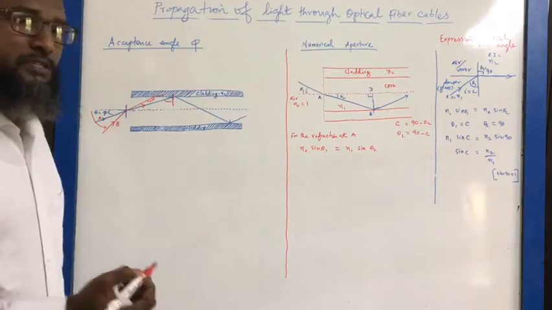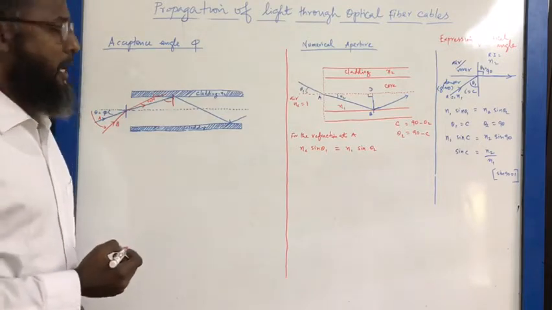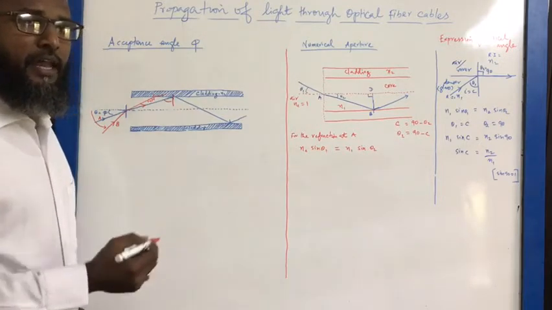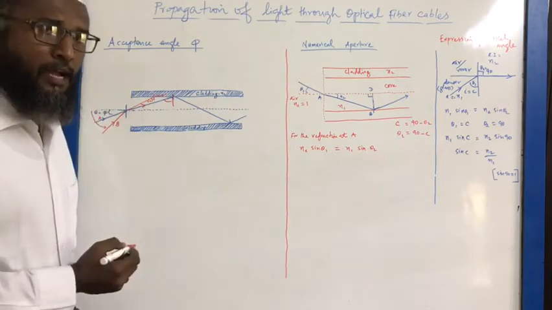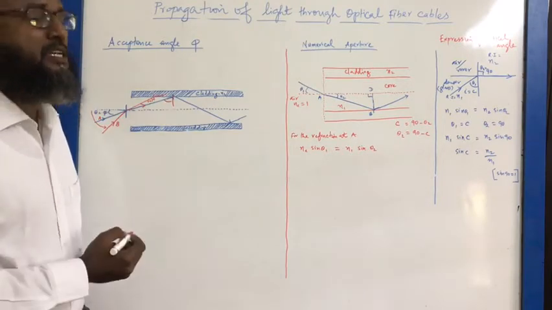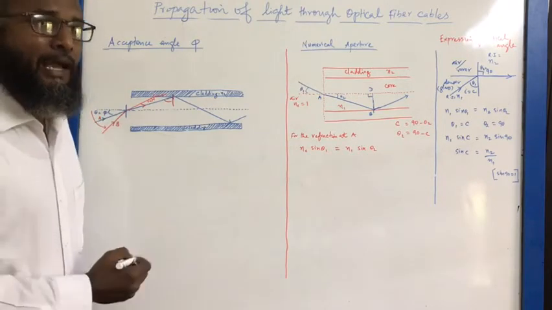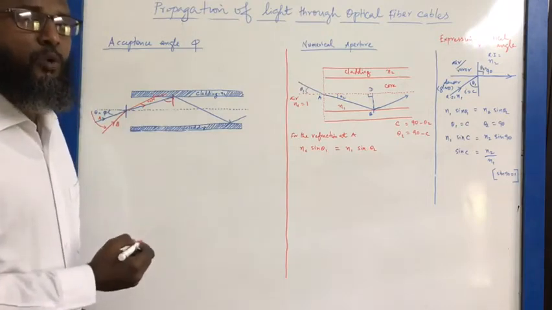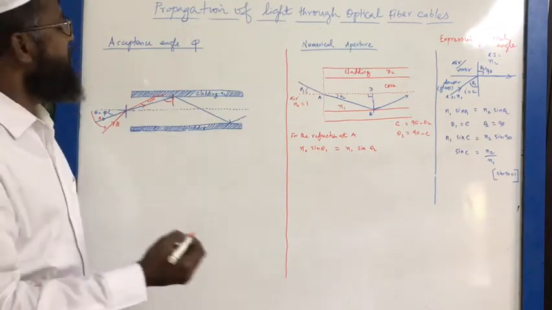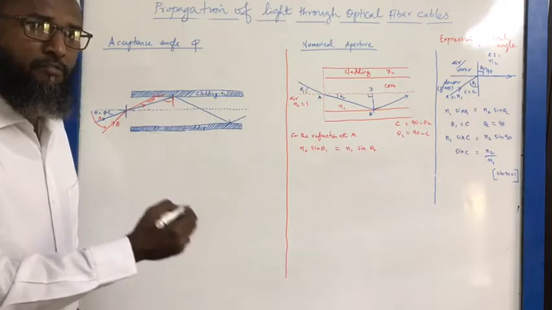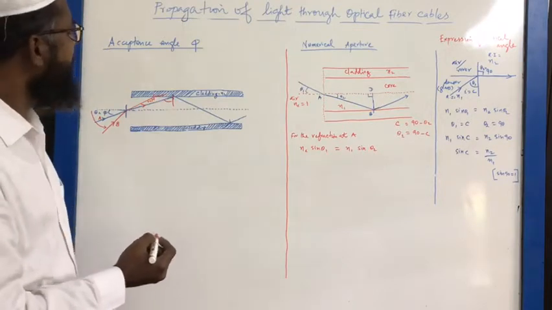So once again we try to understand what is acceptance angle. It can be defined as the maximum angle with the fiber axis up to which a light ray can suffer total internal reflection so that it could be propagated well into the fiber.